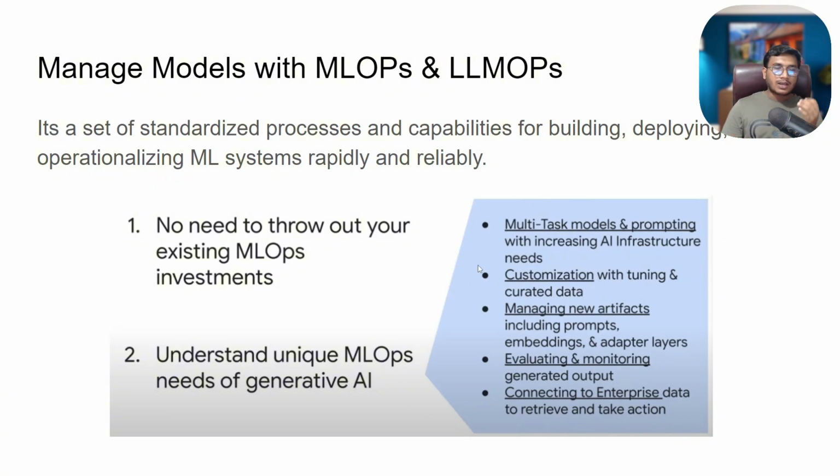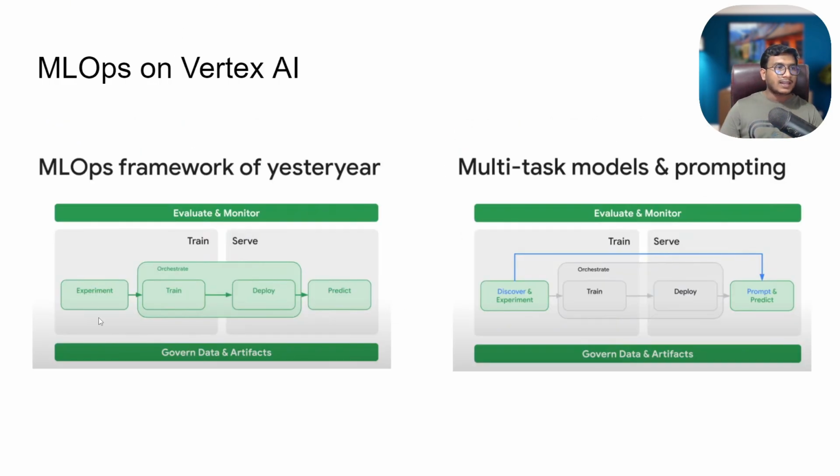In Vertex AI, you will see multitask model prompting, then Model Garden, customization, managing new artifacts, evaluation, monitoring, and connecting with enterprise data. Let's say you want to connect with different kinds of data sources. It is also possible in Vertex AI. So at a high level, you can see the complete MLOps on Vertex AI. This was our traditional Vertex AI, where we can perform experiment, training, deploy and predict for machine learning operations.